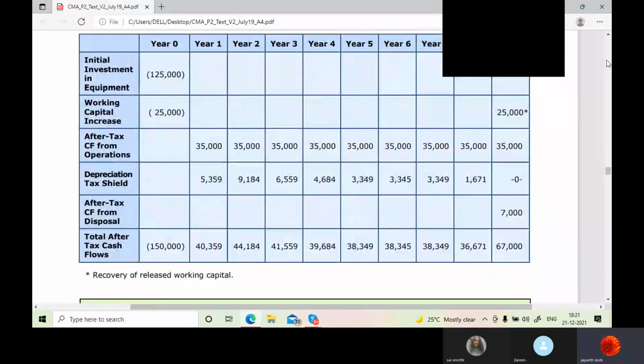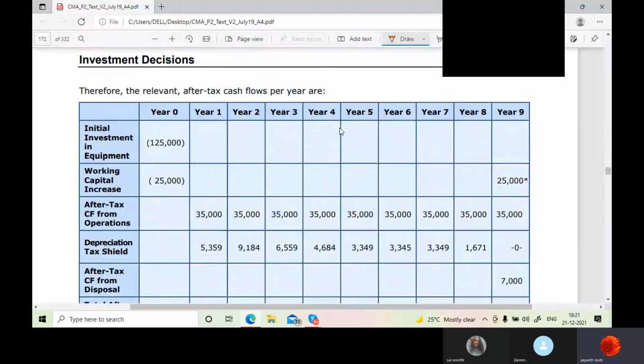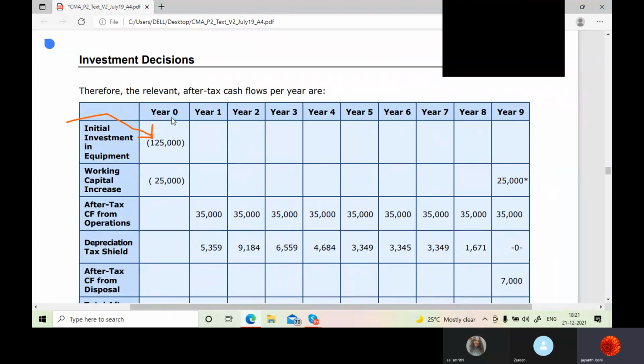See, there's a format here. Fine. By seeing this format, you can easily understand the investment has been done here. The initial investment. So this particular NPV question is regarding investment done on equipment. That is, the company is planning to buy equipment, and the equipment will definitely be bought for what purpose? For production purposes.